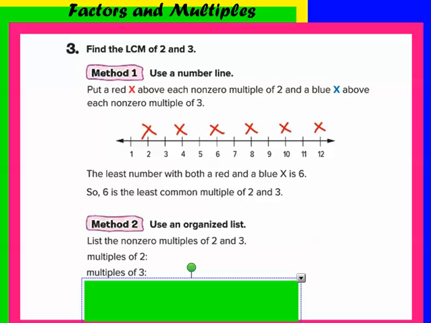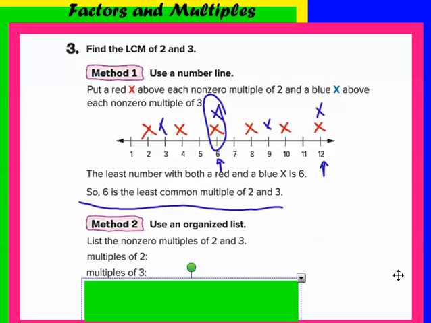So now I'm going to go in and look for multiples of 3. And as soon as I see a number that has both a red and a blue X on it, I know that that is a common multiple for 2 and 3. I'm looking for the smallest common multiple. So 3 times 1 is 3, 3 times 2 is 6, 3 times 3 is 9, and 3 times 4 is 12. So I have common multiples at both 12 and 6, but the least of them, the smallest, is 6. So the least common multiple for 2 and 3 would be 6.